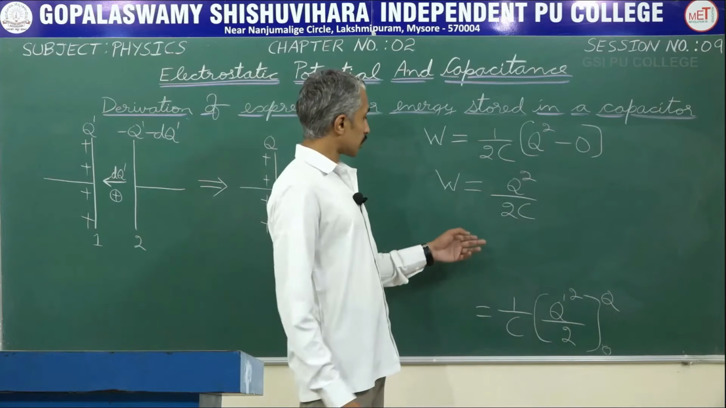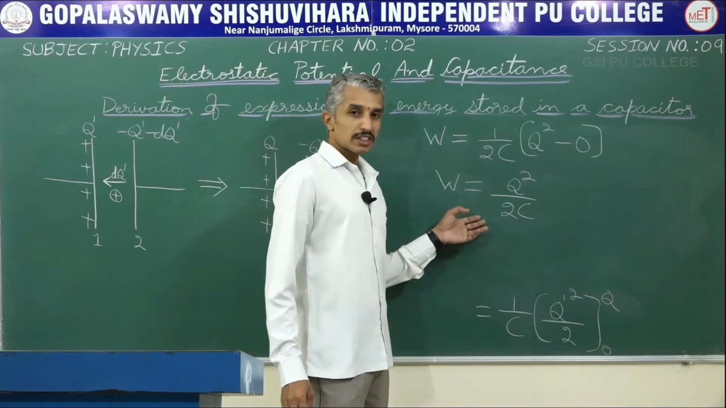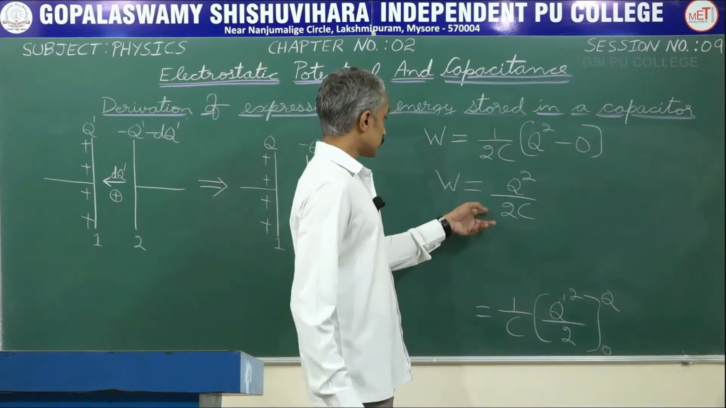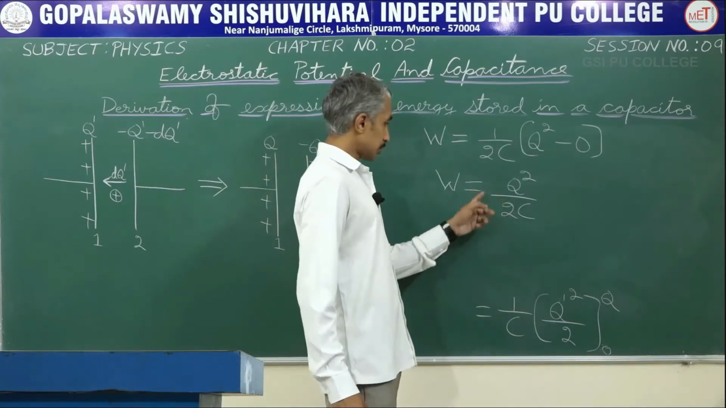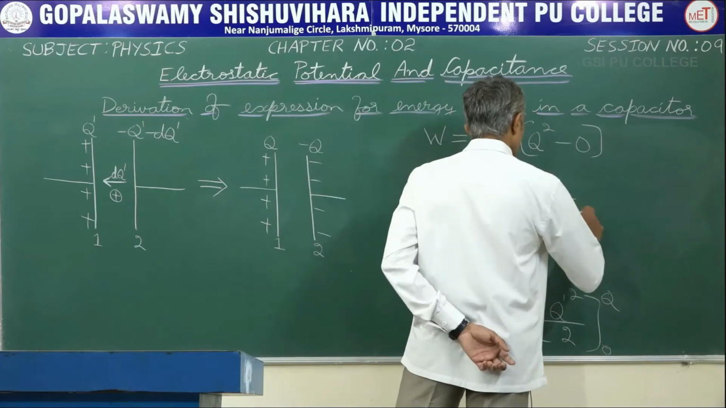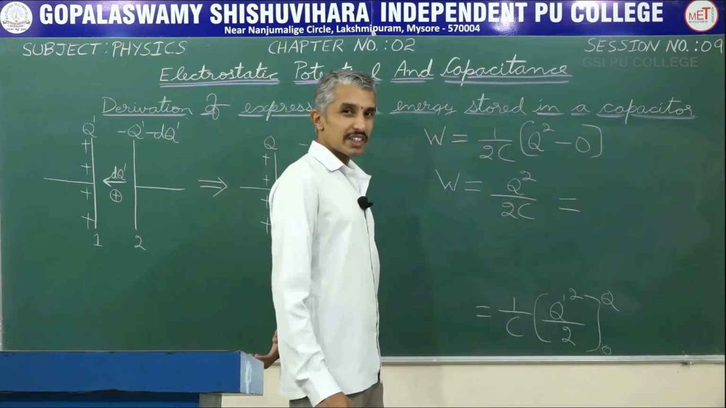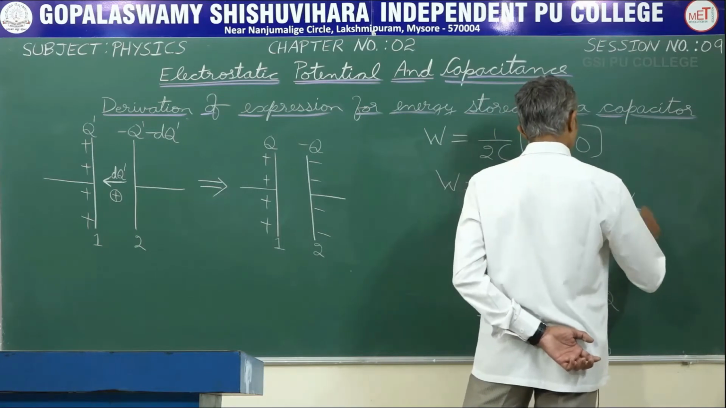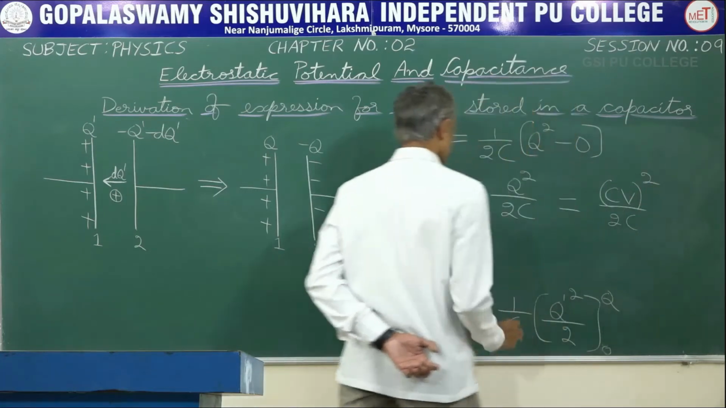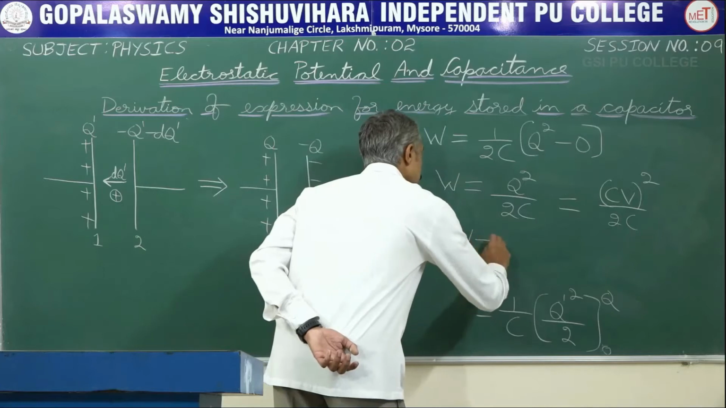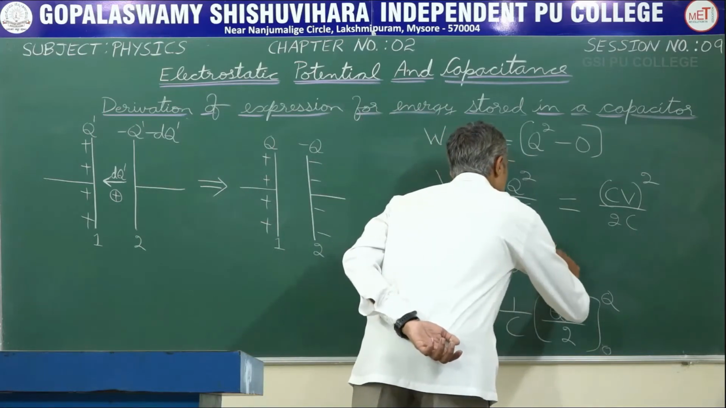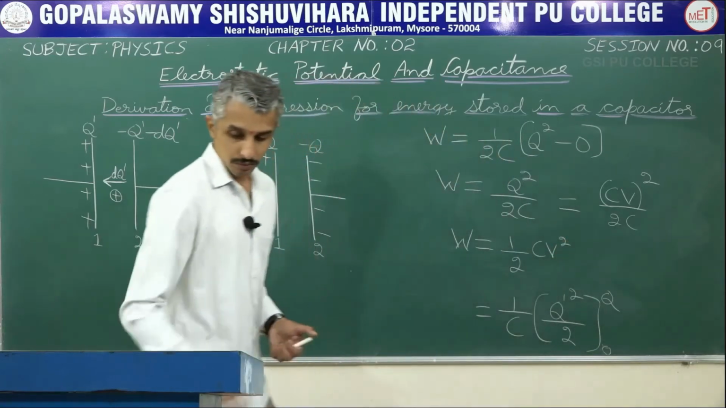So we arrived at the expression for work done in charging a capacitor, and this work done is stored as energy. So before we conclude, I am further going to simplify this. You know Q can be written as C into V, so this can be written as CV by 2C whole square, and I'll get this as half CV square.